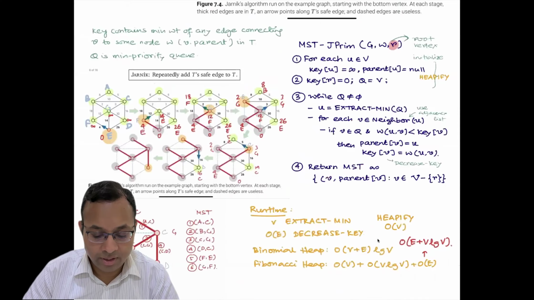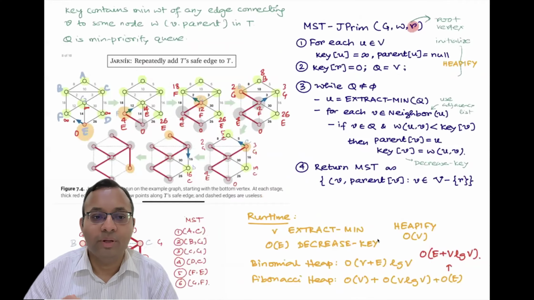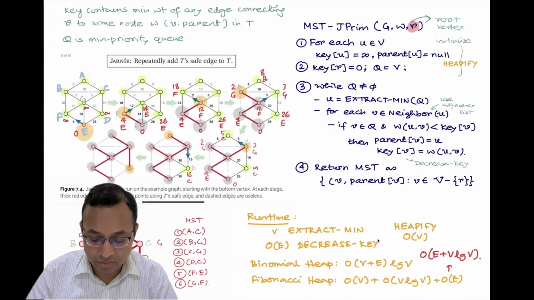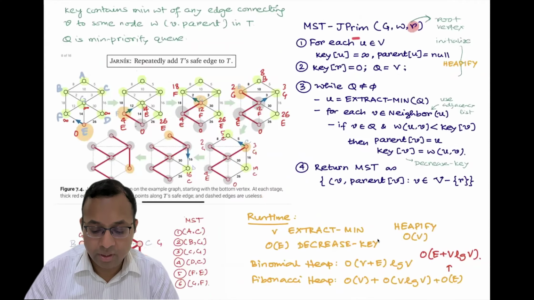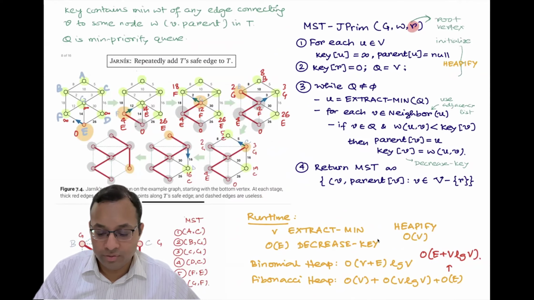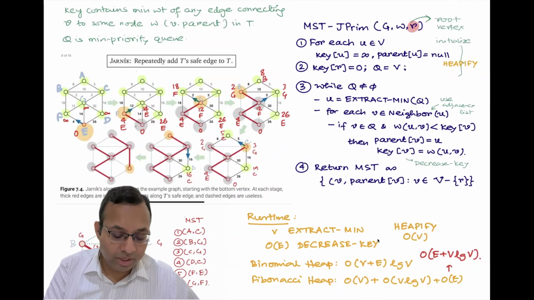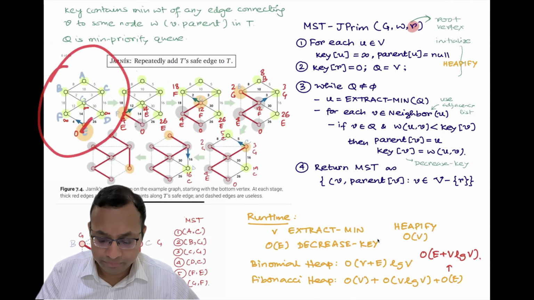So now let's see in more detail how Jarnik-Prim is implemented. This is the algorithm. We are given G, the graph, W is the weight function, and we start with the root vertex, which is R. In this case, let's say we start with E as the root vertex. Maybe we have A, B, C, D, E, F, G. There are 7 vertices in this example graph.